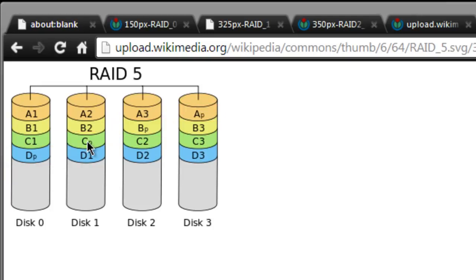So this is probably the most cost-effective solution. You do lose that space, but you get good performance too because it is doing block level striping. And yeah, write operations might be a little bit slow because again it does have to write that parity information, but it's pretty good for things like databases.